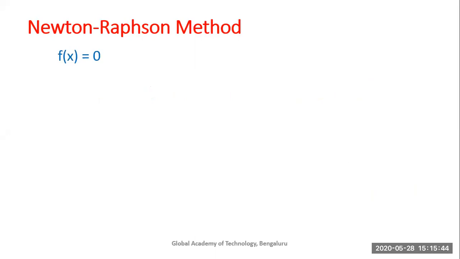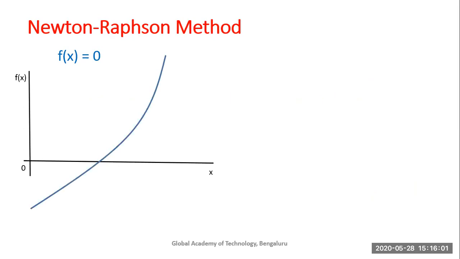As we know, a function in a single variable x represents a curve in the xy plane. And if there exists a real root for the equation, then that curve will cross the x-axis at some point. That point where the curve crosses the x-axis will be the root of that equation. Now we want to find this particular root.